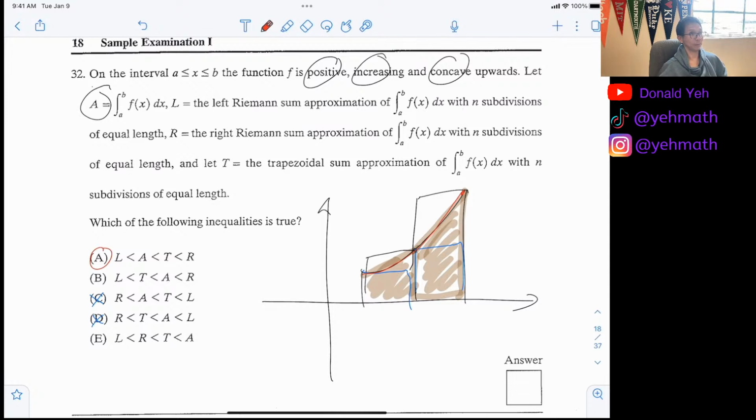A is the actual area. So this is gonna be over like this. It's on top of it, because when you draw it like this and it's concave up, that is gonna be over. Next question.